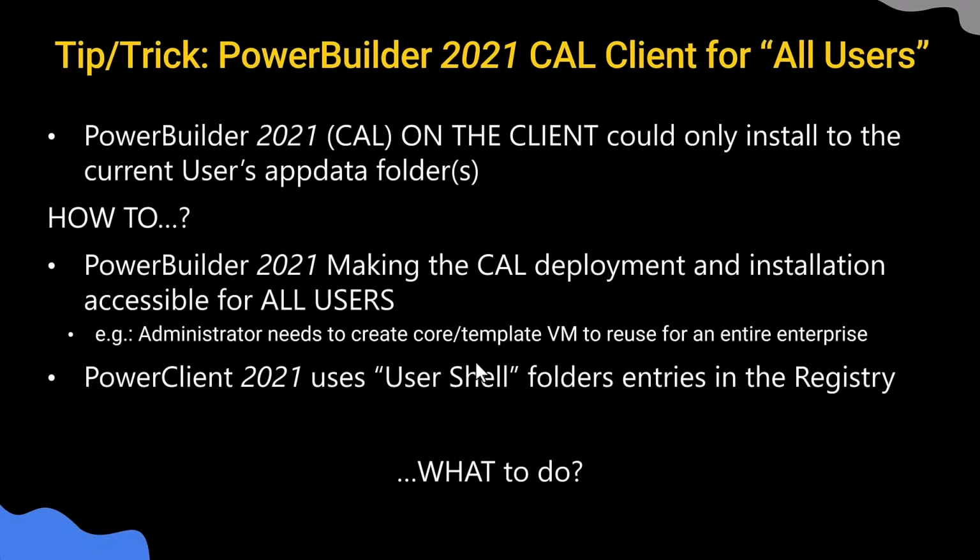What did we do before we had these two enhancements in 2021 and earlier? And we needed to be done for all users. So what did I need to do earlier this year with 2021 when we needed that core template virtual machine to be created and then distributed to all users? We needed to make sure that everything was installed in the registry for all users, not just the current user. PowerClient 2021 and the Cloud App Launcher utilize under the hood, unseen for the most part by us, the user, shell folders that are defined as entries in the registry. What did I do to get around this?